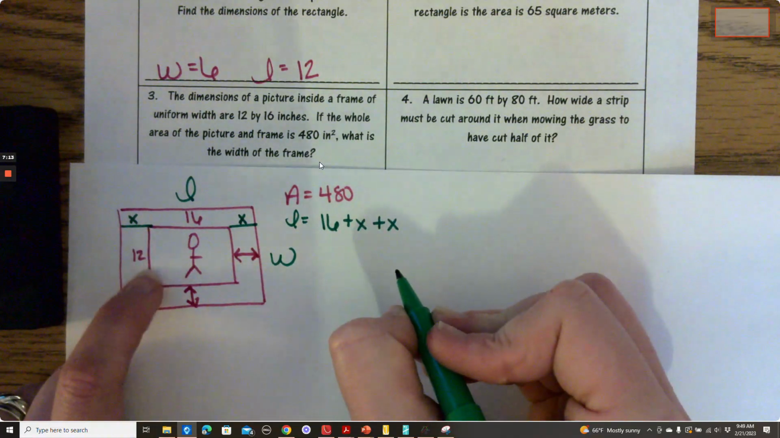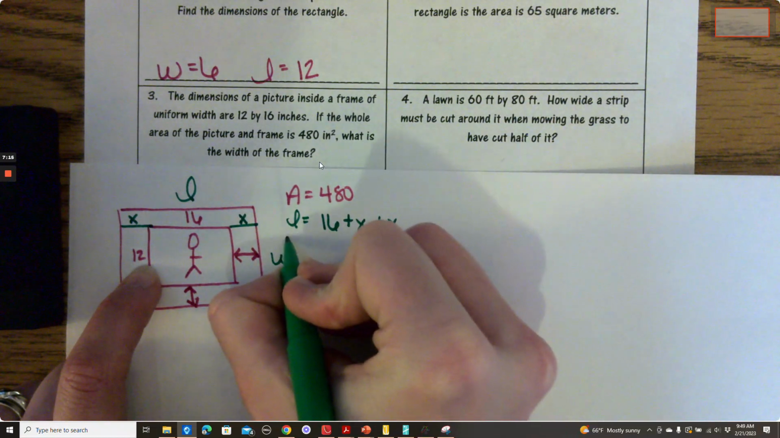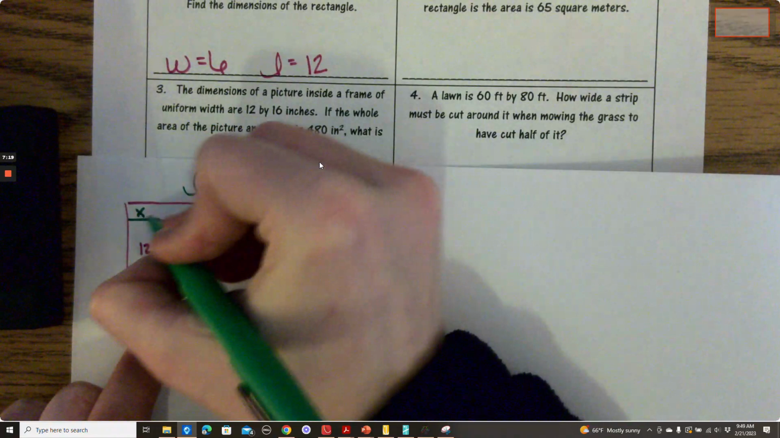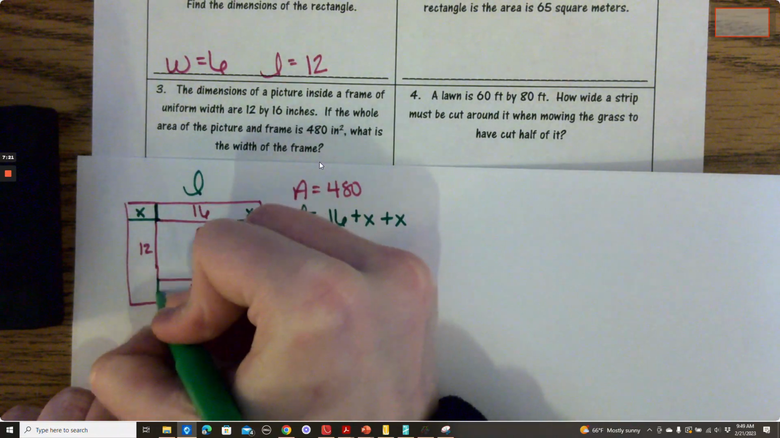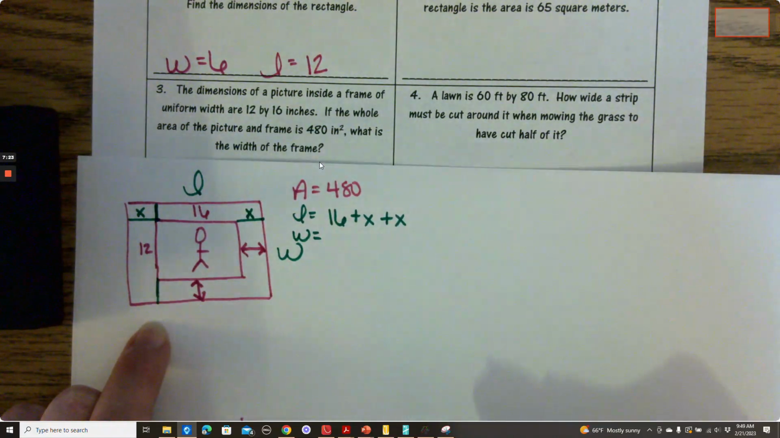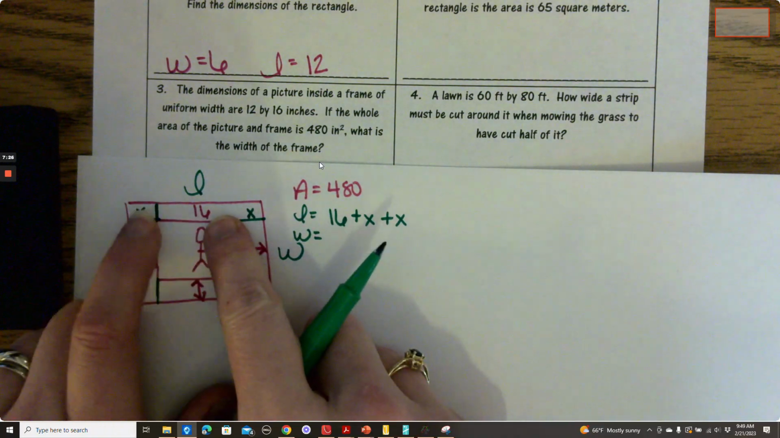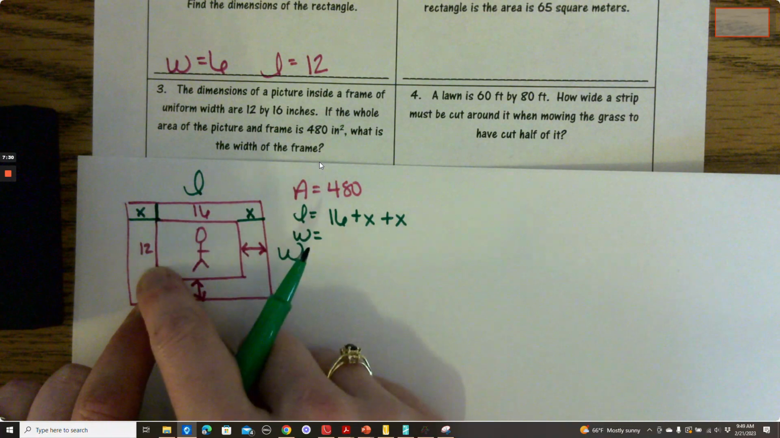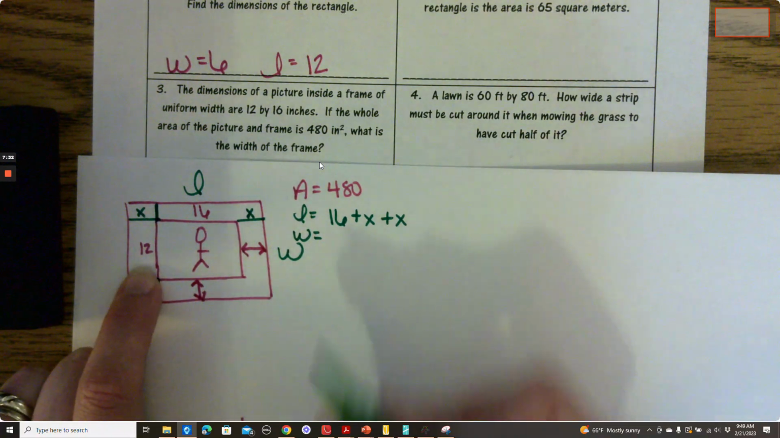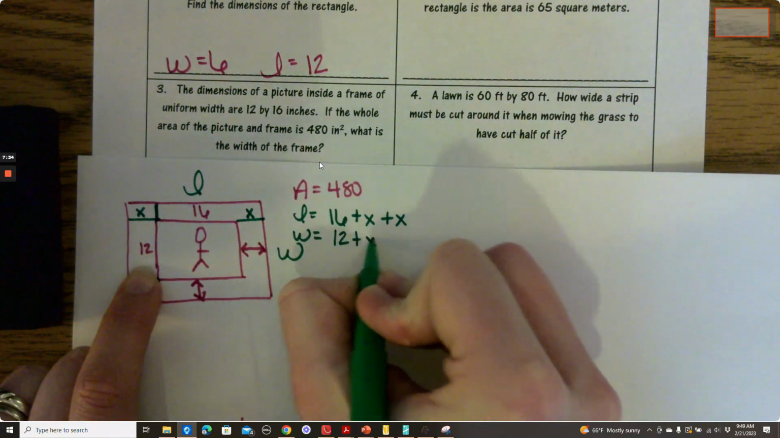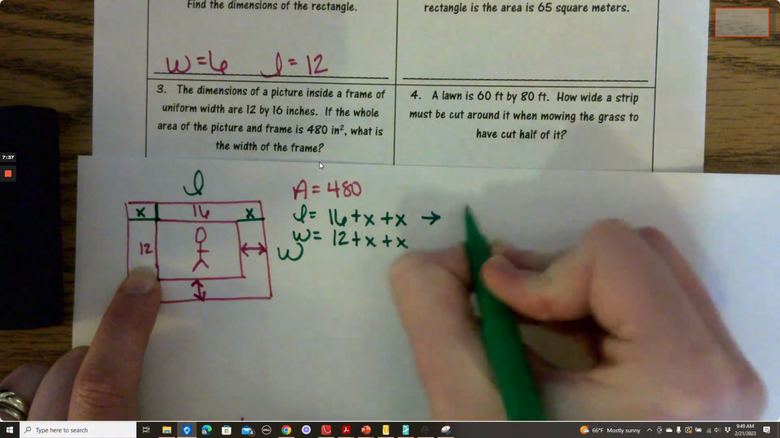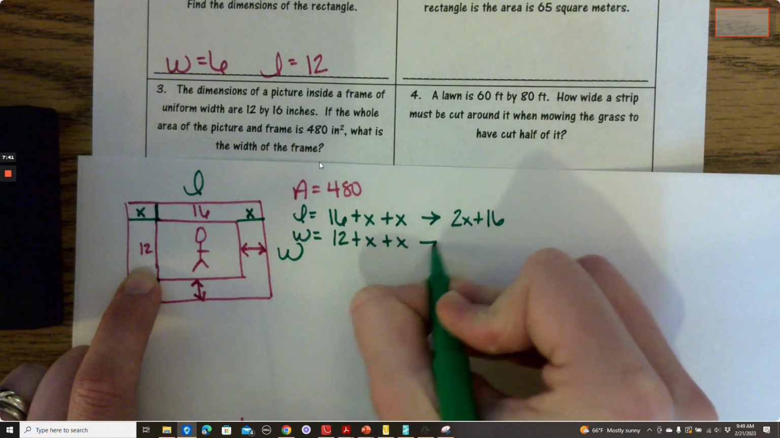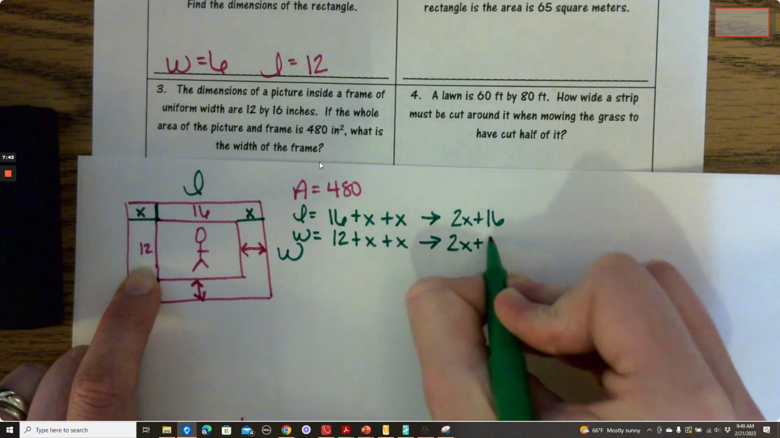So what do you think, if the width of the picture is 12, what's the width of the frame going to be? Because same deal, it's got the same width here and the same width here. So if the length is 16 plus X, what's the width this way going to be? And I can rewrite those as 2X plus 16, and 2X plus 12.